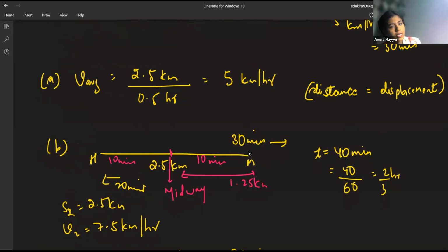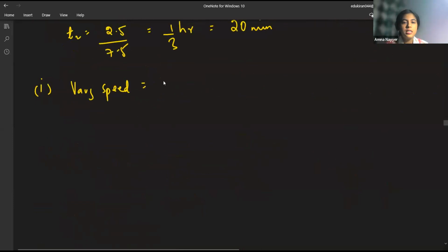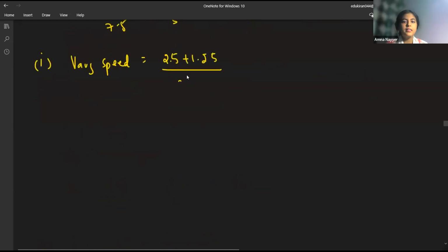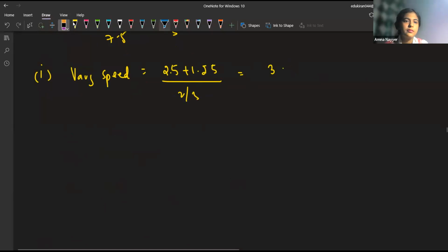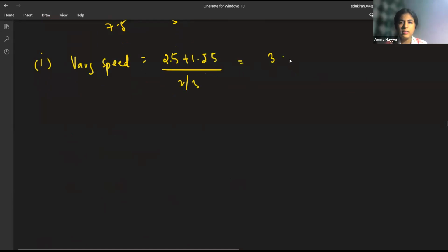Right? From home to market, it took 2.5 kilometers. Then here it took 1.25 kilometers. So this is 2.5 plus 1.25. And what is the total time? 40 minutes. That is 2 by 3 of an hour. So this becomes 3.75, right? 3.75. This becomes 3.75 into 3 by 2, which is exactly 5.62 kilometers per hour, right?